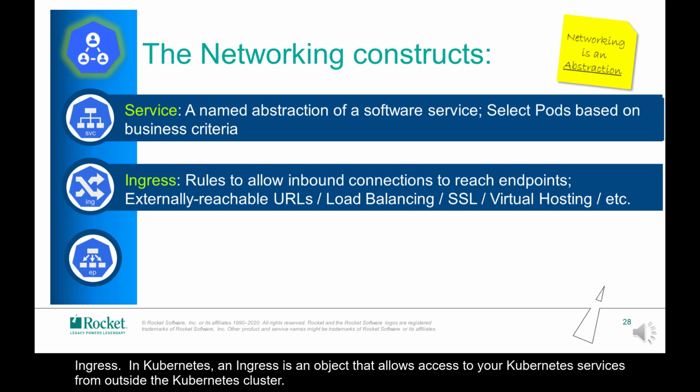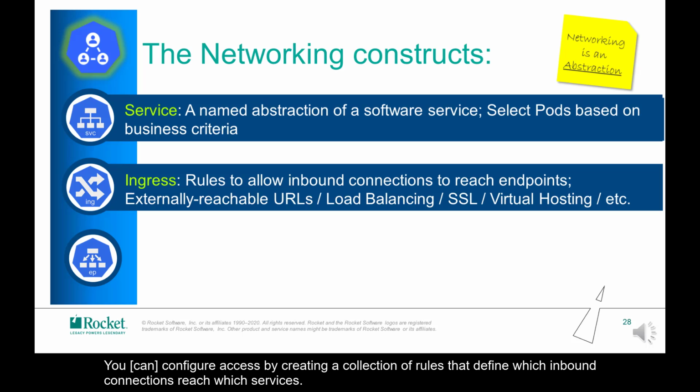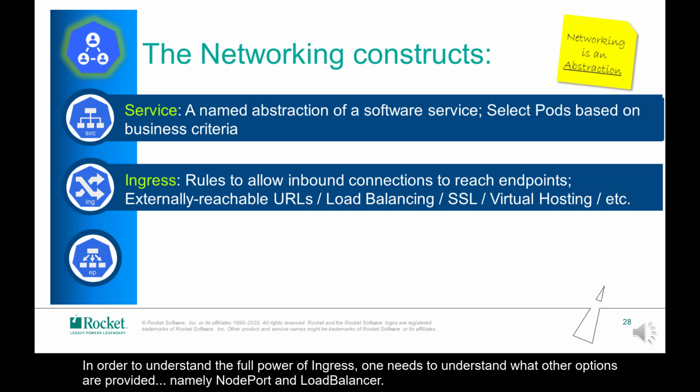Ingress. In Kubernetes, an ingress is an object that allows access to your Kubernetes service from outside the Kubernetes cluster. You configure access by creating a collection of rules that define which inbound connections reach which services. In order to understand the full power of ingress, one needs to understand what other options are provided, namely node port and load balancer.